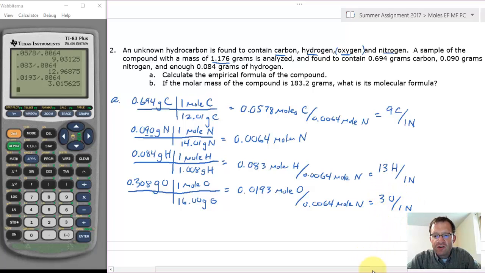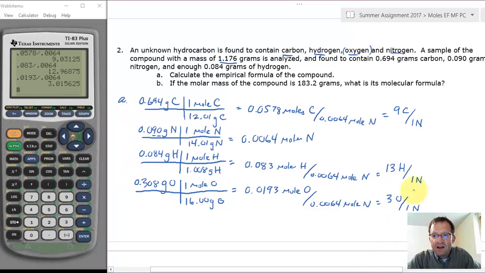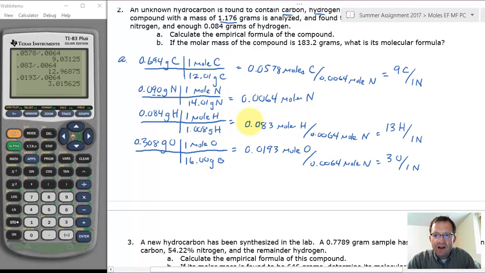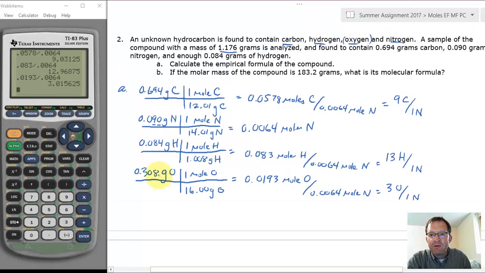So I've got all my ratios that are needed now to write my empirical formula. It looks like I've got a 9 to 1 ratio, a 13 to 1 ratio, and a 3 to 1 ratio. Okay, so to write my formula, I'm going to stick with the original order. Up here in the problem, it was carbon, hydrogen, oxygen, nitrogen. So I'm going to go ahead and say carbon, hydrogen, oxygen, nitrogen for my empirical formula and give them the proper numbers from the ratio.